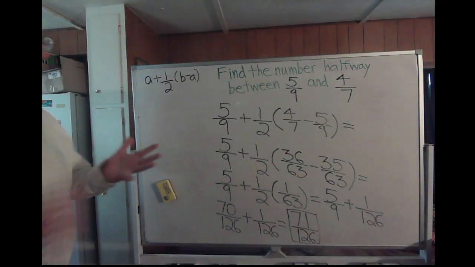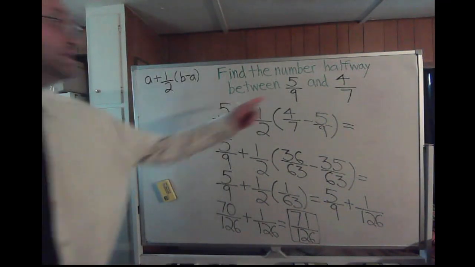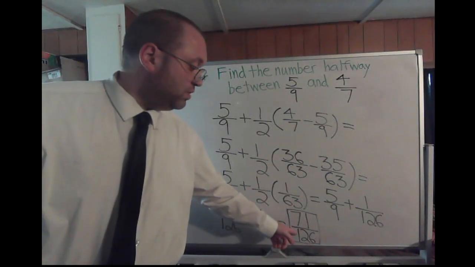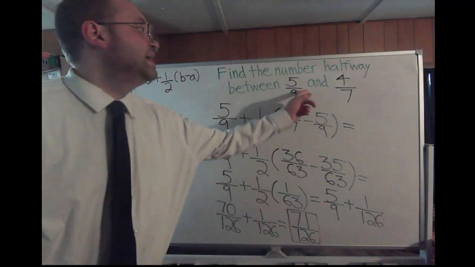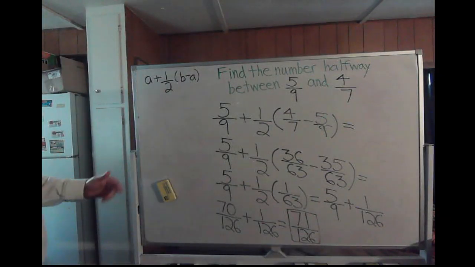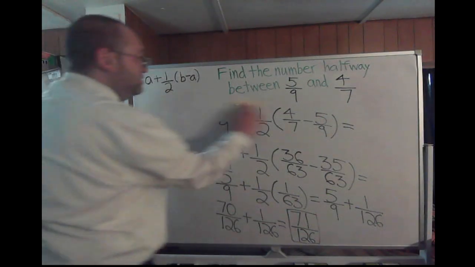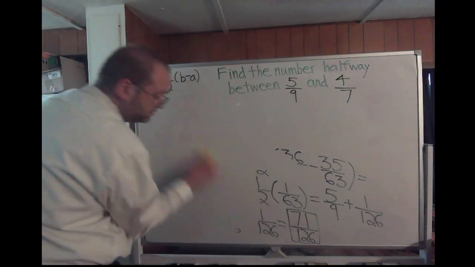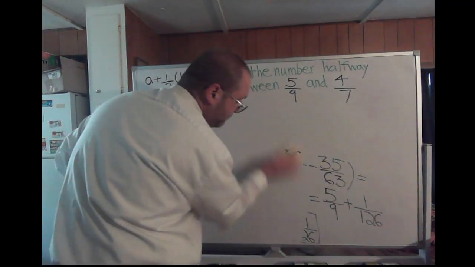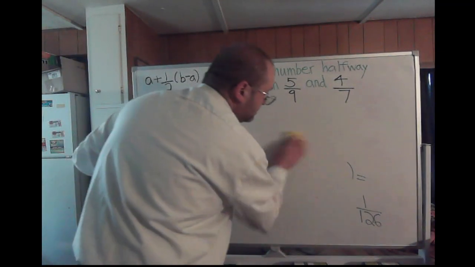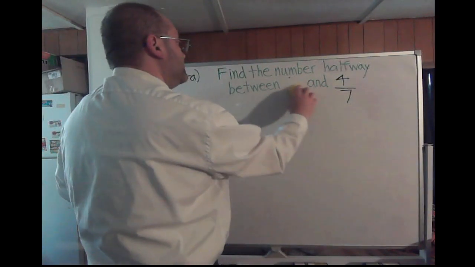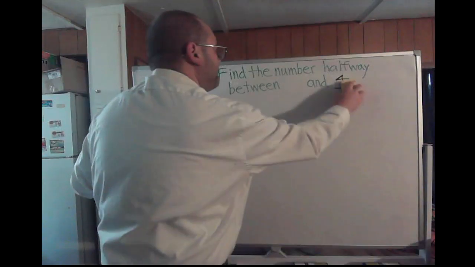So, if you want to check, take the decimal values of each of these fractions, and you would find that 71/126 does in fact lie between 5/9 and 4/7. I know it just doesn't look like it, but it does. Alright, let's figure out what the next numbers are.